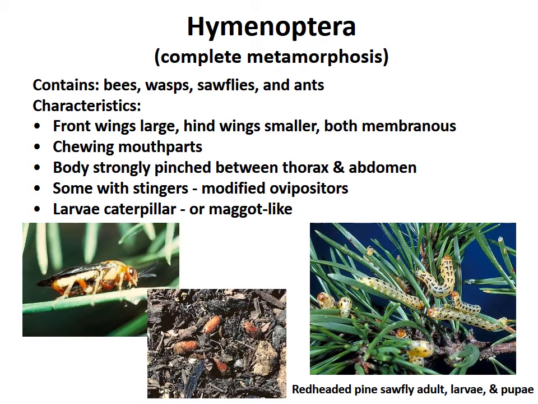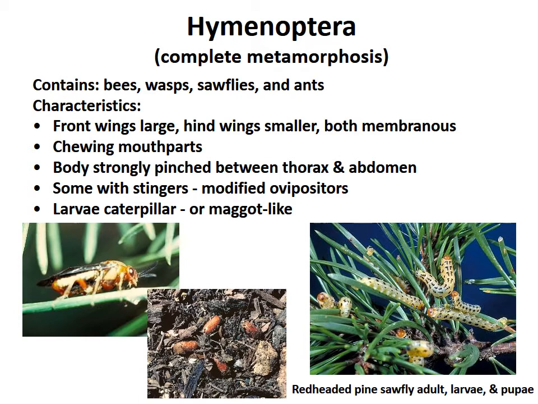Some of the characteristics: the front wings are large, the hind wings are much smaller, both are membranous. They don't have a hard shell covering like a beetle would. All of them have chewing mouth parts, that's how they feed. The body is strongly pinched between the thorax and the abdomen. They're very, very narrow there on the adults. Some of them have stingers. The stingers are really modified ovipositors.